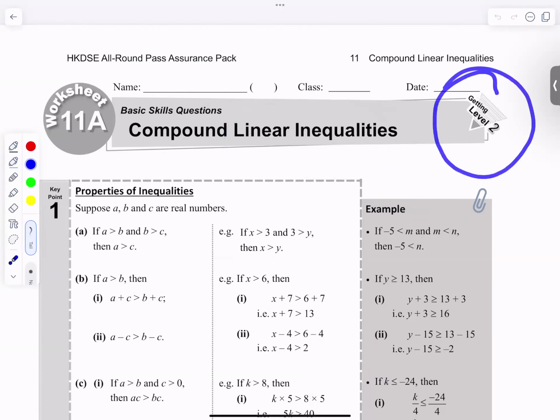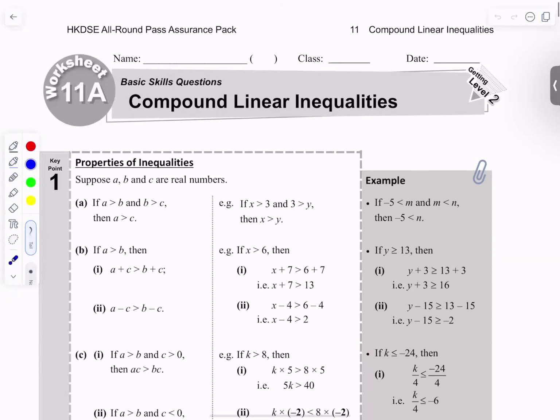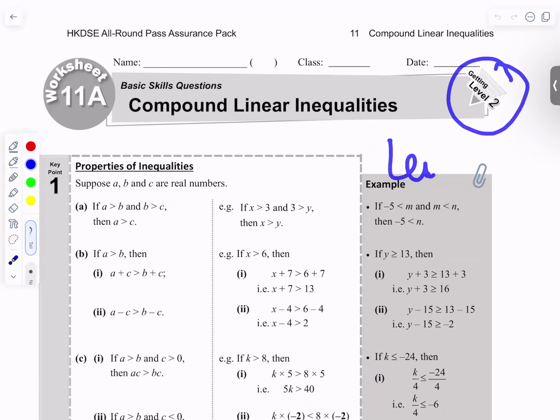Now, we will start with the easier questions first, and if we have enough time, we will also do a little harder questions, but only depending on whether we have enough time or not. And so let's get started.